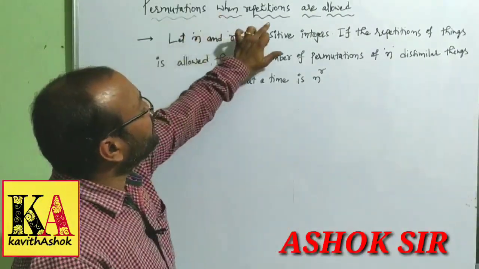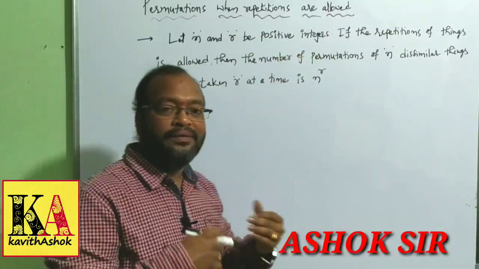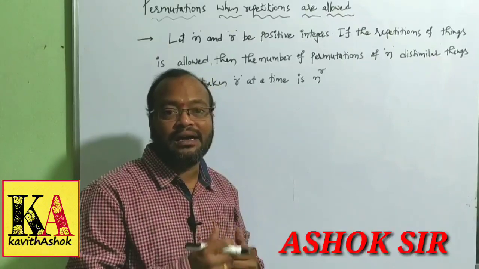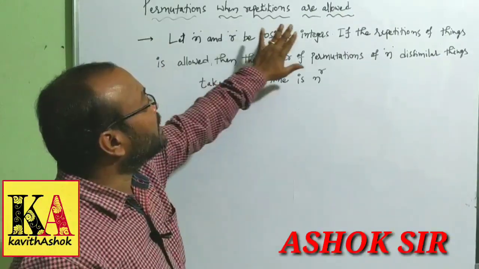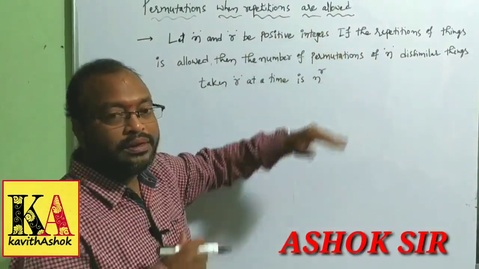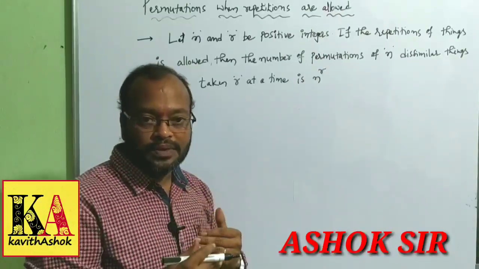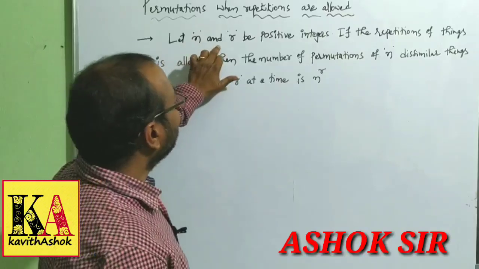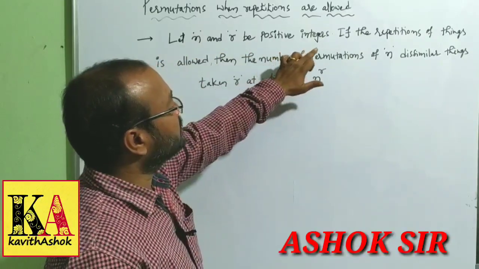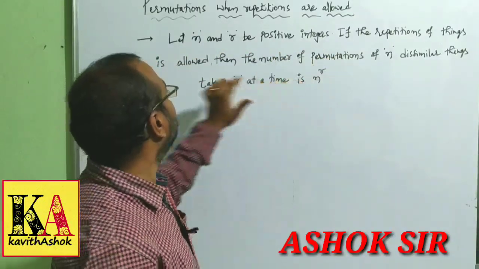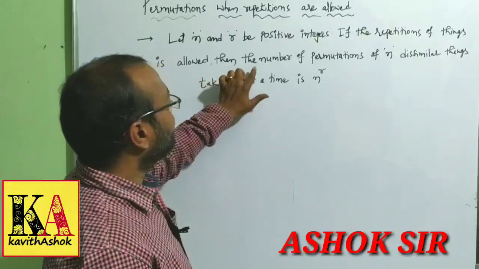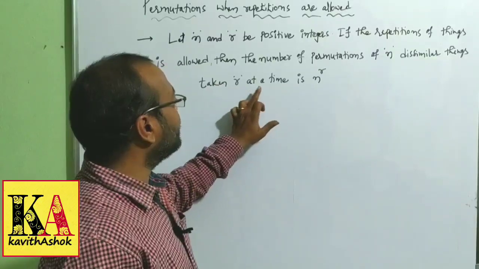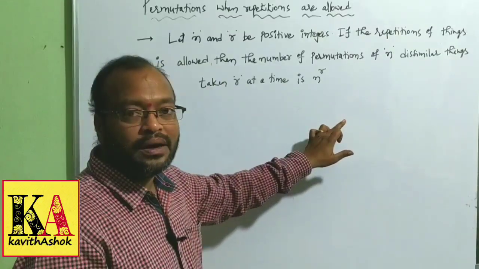Permutations when repetitions are allowed. In the previous classes, we discussed the problems when the repetition is not allowed. Now, if the repetitions are allowed, then how will the problems change? Let n and r be positive integers. If the repetition of things is allowed, then the number of permutations of n dissimilar things taken r at a time is n power r.